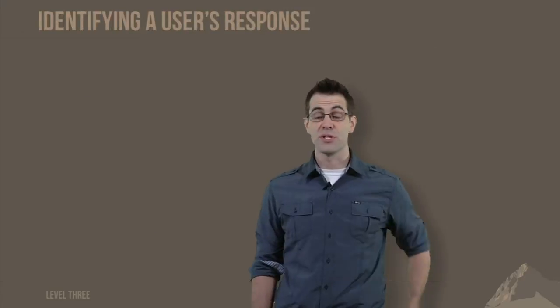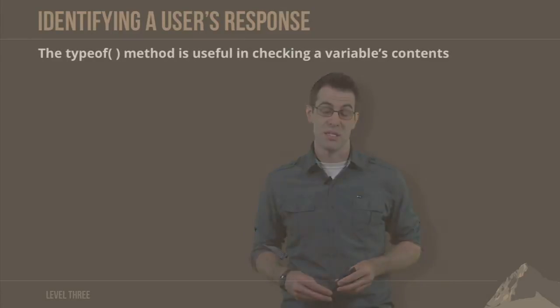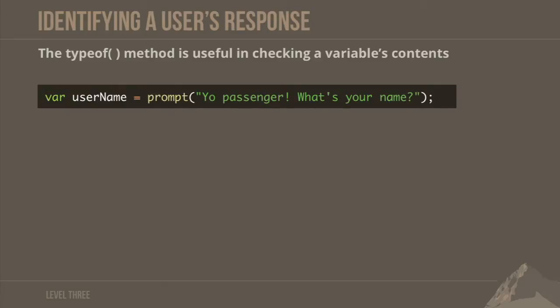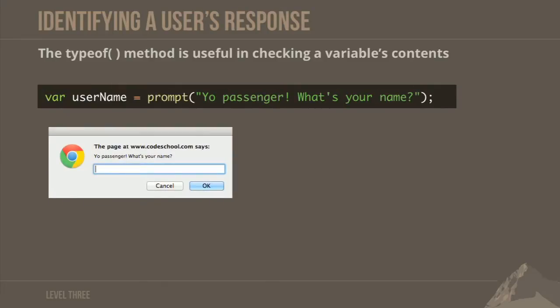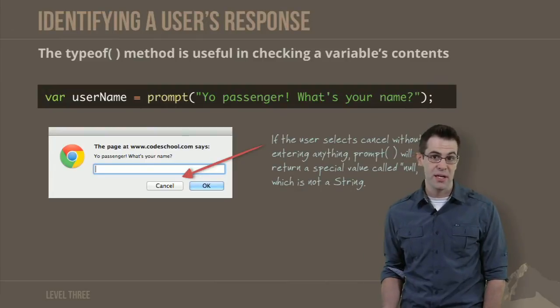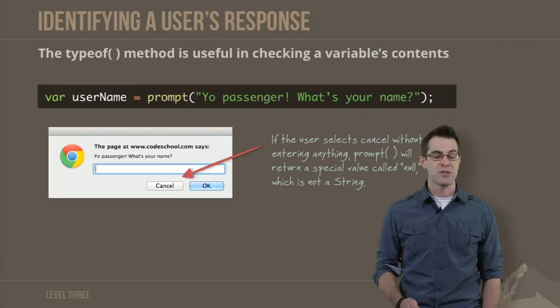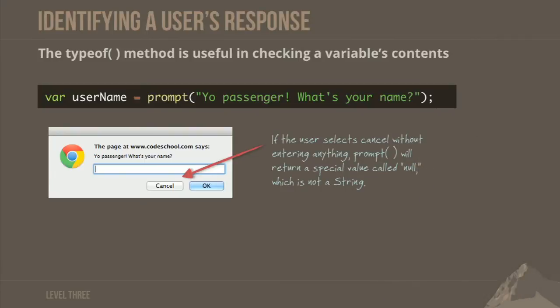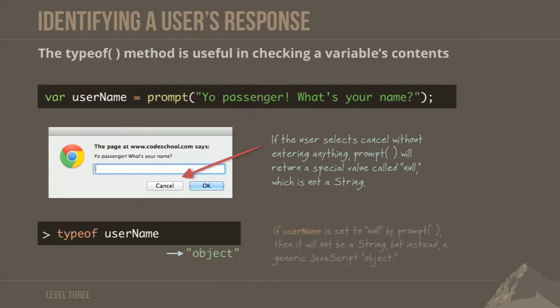The typeof operator is useful in checking a variable's contents. Very useful here. You can see that if we prompted, "Yo passenger, what's your name?" and we stored that in the variable username, now, if the user ever selects cancel, regardless of whether they've input anything into the field, prompt will return a special value called null, and null is not a string. So now if we were to take the typeof username which had a value of null, we would get a return of the type object. That's because null is a generic JavaScript object.